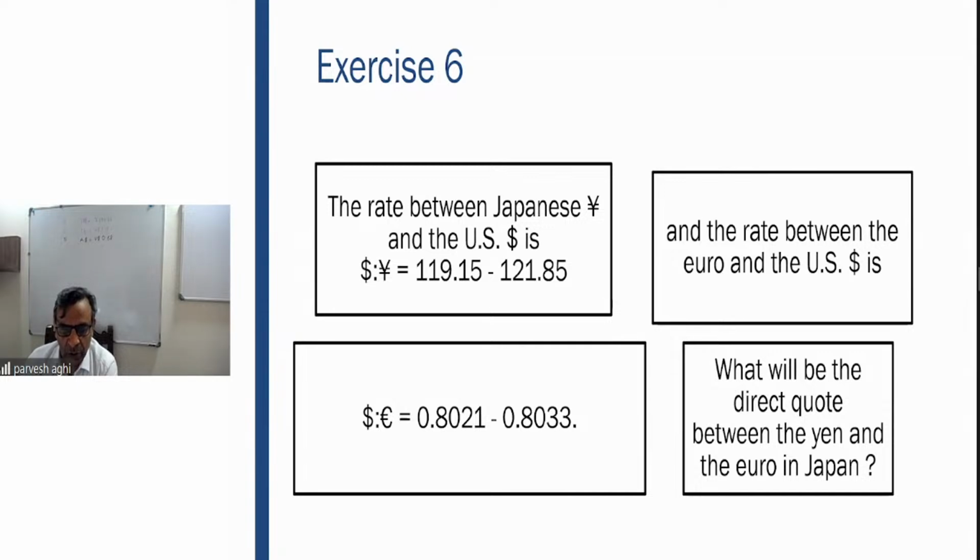Now these are the rates which are given to you. The rate of dollar versus yen and dollar versus euro. Now you must identify these are written in reverse notation because we know that $1 is equal to 119.15 yen. Of course, a little older quote because now it is 145 or something. Similarly, $1 is equal to so many yen. We know that for a dollar you will get fewer euros, isn't it? So $1 is equal to so many euros is right.